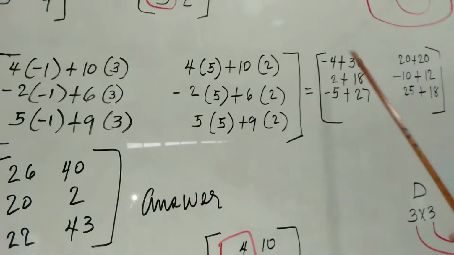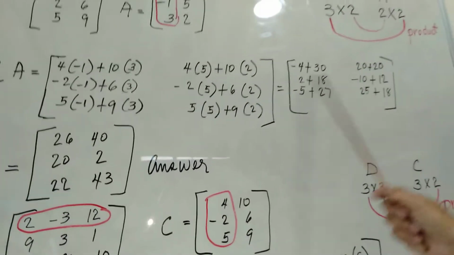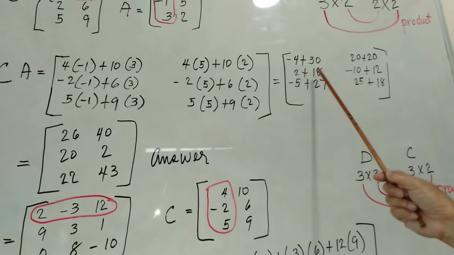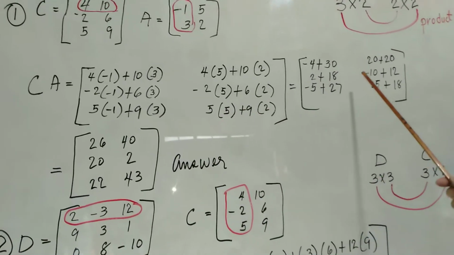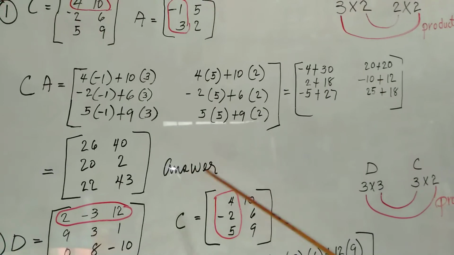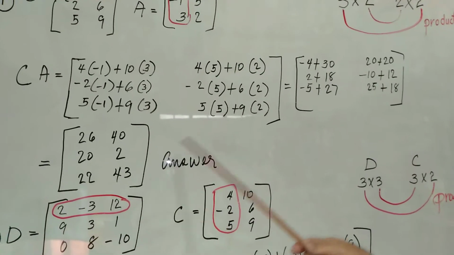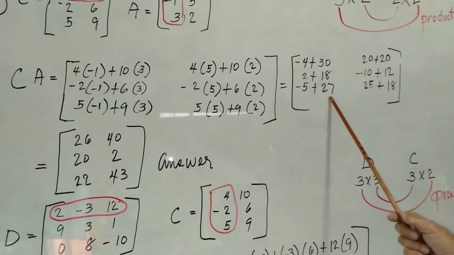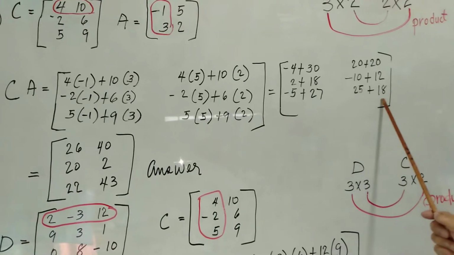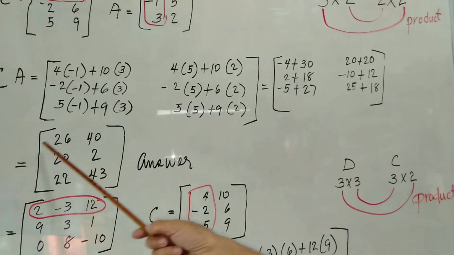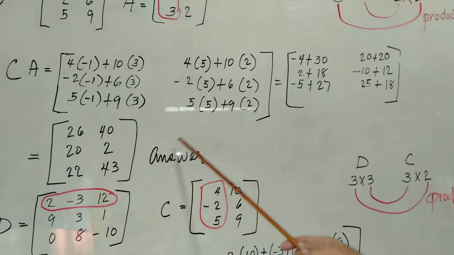Negative 4 plus 30 is 26. 20 and 20 is 40. 2 plus 18 is 20. Negative 10 plus 12 is 2. Negative 5 plus 27 is 22. 25 plus 18 is 43. So this will be our final answer.